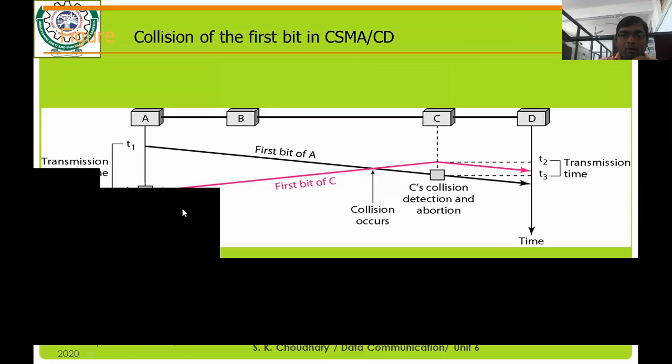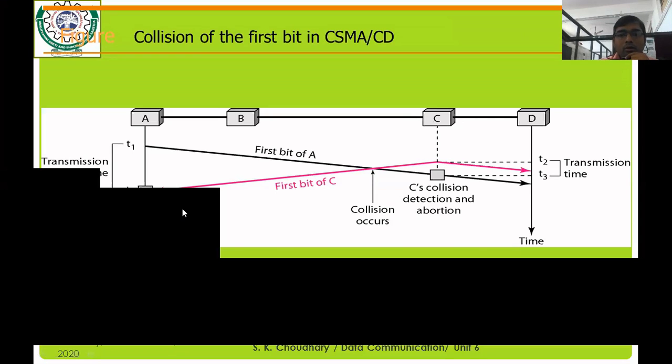Okay, so you have to find that this collision would occur at the time T3, and D would be C. When the collision occurs, it would be detected and the transmission aborted. But A would detect this collision after a very long amount of time, that is at T4.